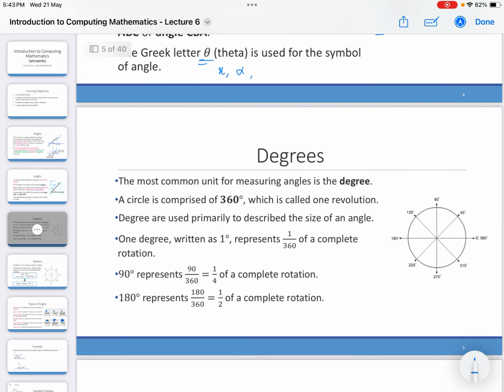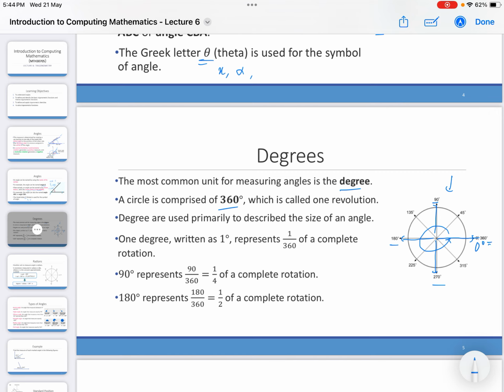Okay, so the most common unit for measuring angles is the degree. Look at this, we have a circle. A circle comprises 360 degrees. Over here, the positive x-axis is 0 degrees. And then we rotate, and one rotation is 360 degrees. Over here, the y-axis is 90 degrees, and over here is 180 degrees. Over here is 270 degrees, and lastly 360 degrees.